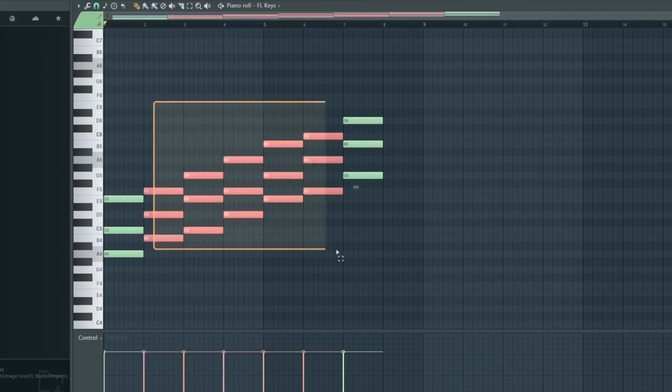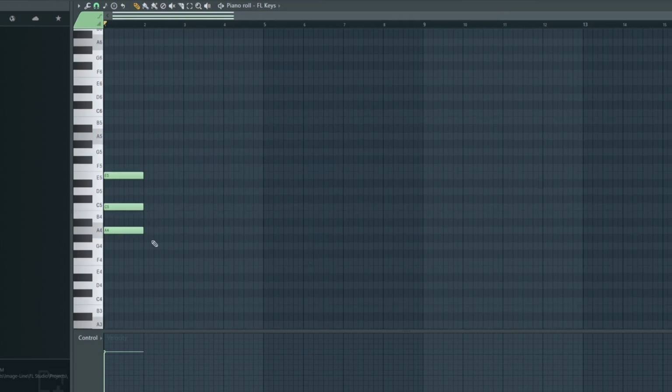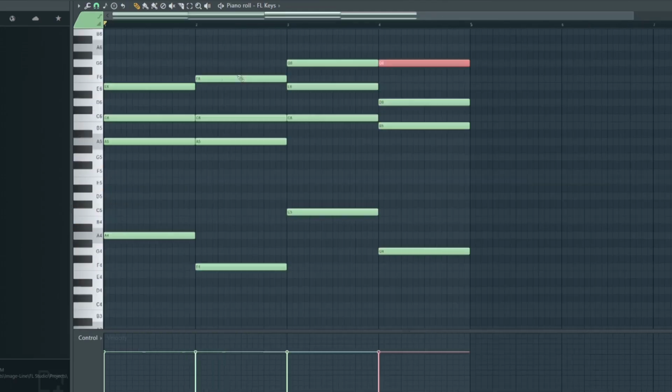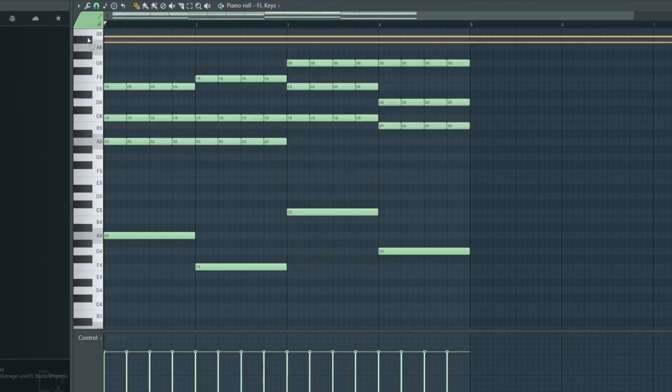Next up, let's look at sad progression in the minor scale. Well, with this, we use the same formula. We start with a minor chord, and then we leave the progression unresolved. So we can do the 1-6-3-7. And we can just change the rhythm by doing Alt plus U to chop the notes up. And here's our sad progression.